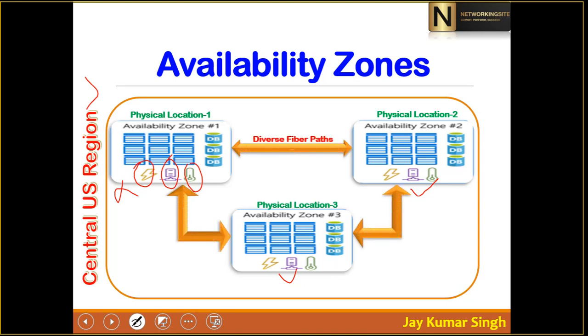Availability zones means there will be a direct connection between zones, which is known as a diverse fiber path. Whenever our zones are connected with the help of a diverse fiber path, it provides you high availability and faster data synchronization between zones.